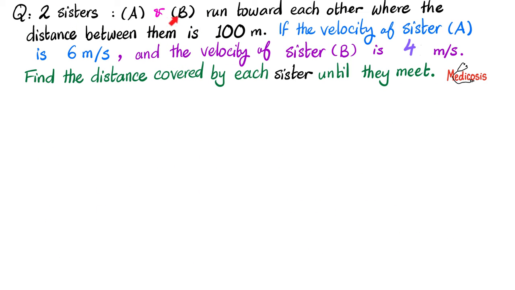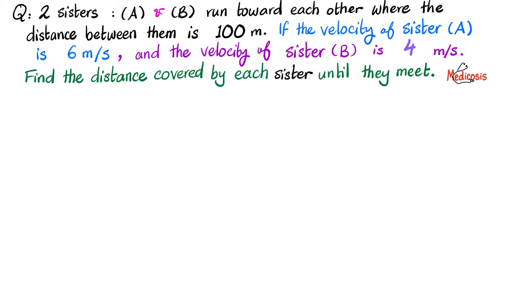The two sisters A and B running toward each other where the distance between them is 100 meters. They will run towards one another until they hug one another. If the velocity of sister A is 6 meters per second, the velocity of sister B is 4 meters per second. Find the distance covered by each sister until they hug one another. Please pause and try to answer this. Again, I'll be so proud of you if you can do it.